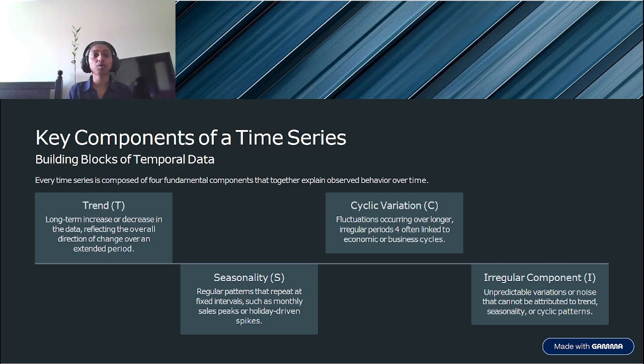Just understand the basics. There are four components of time series data. The basic building blocks of time series analysis, or the components, are trend, seasonality, cyclic variations, and irregular components. Let's explain them one by one.